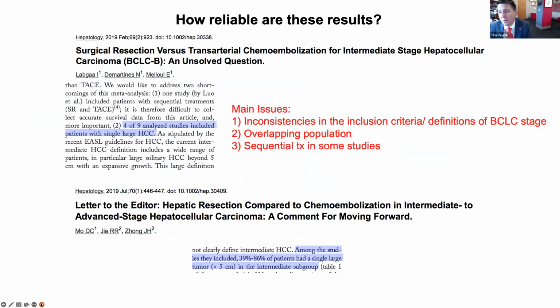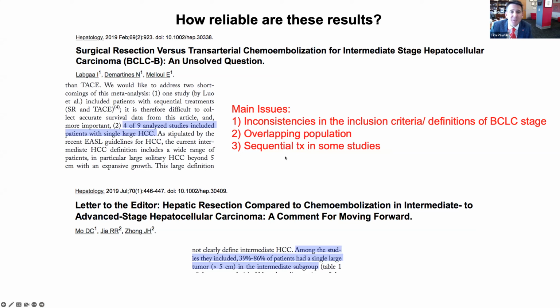Now, obviously, the problem with looking at those types of data is that it's all retrospective, so it has massive selection bias and confounding by indication. And also, if you look at these different studies, there were inconsistencies in how patients were defined as intermediate HCC. What was the definition of BCLC-B? There were overlapping populations. And then also some patients didn't get just one therapy, but they got multiple, sequential therapies.